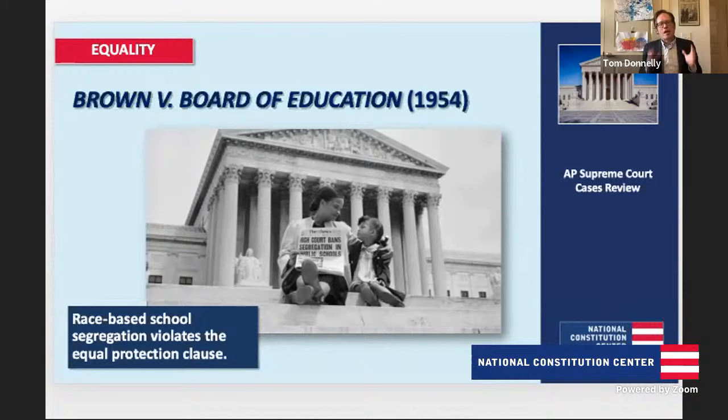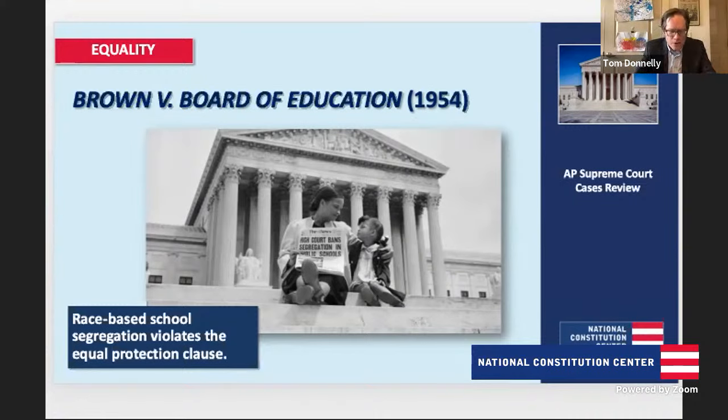In the end, the Supreme Court, in a unanimous decision by Chief Justice Earl Warren, said, parents, students, Thurgood Marshall, you're right. These Jim Crow states are wrong. We, the Supreme Court, were wrong. Plessy v. Ferguson was wrong the day it was decided. School segregation violates the 14th Amendment's Equal Protection Clause. And here's Chief Justice Earl Warren.